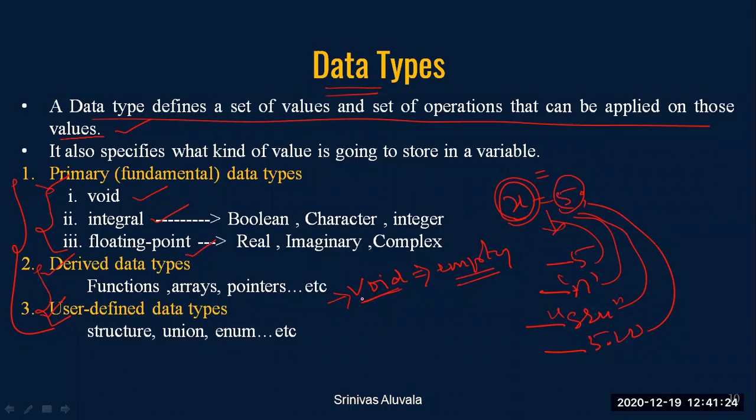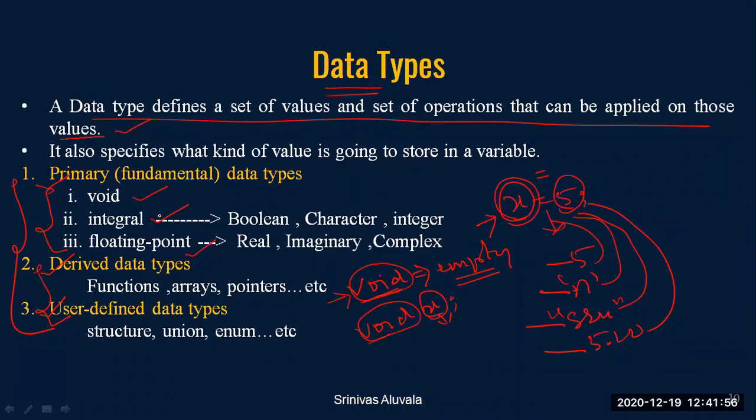But never ever use void to declare the data type of a variable, because if I write void x, what does void mean? Empty. That means my x is not going to store anything. When x can't store anything, what is the use of x? Waste. So never ever use a data type of void to declare a variable. That's what void is.